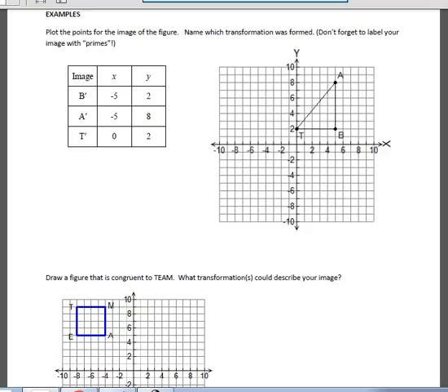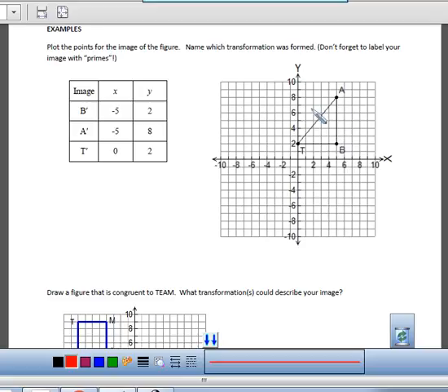So, here we have a picture of BAT, bat. So now we have B prime, A prime, and T prime, and here are the points. So negative 5, 2. So I go over 5, up 2, put a point. I'll label it in a minute once I see where the other points are going. A prime is, I go over 5, up 8, and there's that one. And then T prime is 0, 2, that's here. Alright, so this is B prime, A prime, T prime.